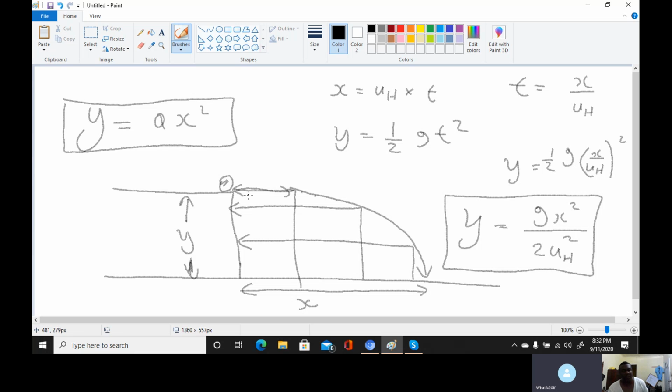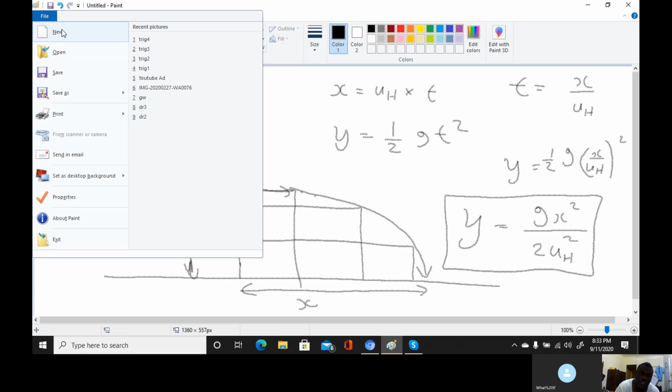That's the importance of that formula. That's what I want to say about that, and then we'll move on. Next thing we want to do is projection at an angle.